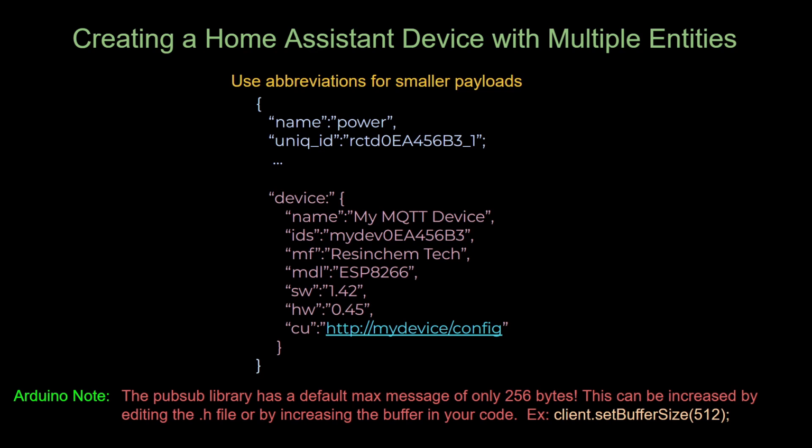It took me a while, which you're going to see in just a second, to figure out why some of my payloads or my messages were being delivered and others weren't. But do note that you can easily increase the size of those messages in the pub/sub library by either editing the H file, or you can actually set a buffer size in your code.